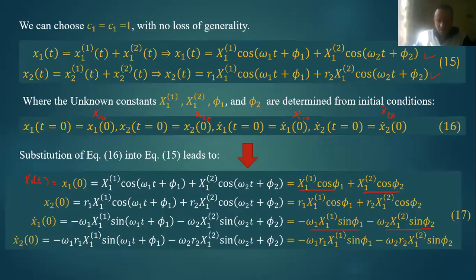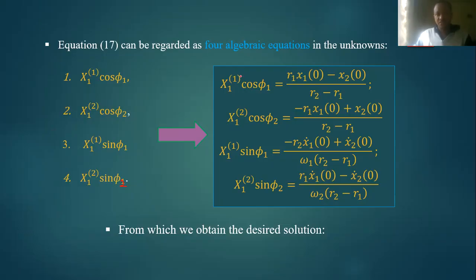If we simply take this one, x1 of 0 is equal to x1 of 1 cos phi 1 plus x1 of 2 cos phi 2. Just rearranging the equations, finally we get these 4 equations, equation 1, 2, 3, 4. So these 4 equations help us to determine the 4 constants.